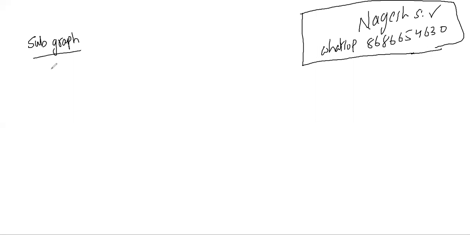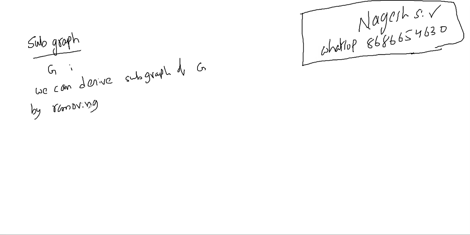Subgraph. A graph G is said to be... sorry, from a given graph we can derive the subgraph. We can derive a subgraph of G by removing some edges and vertices.